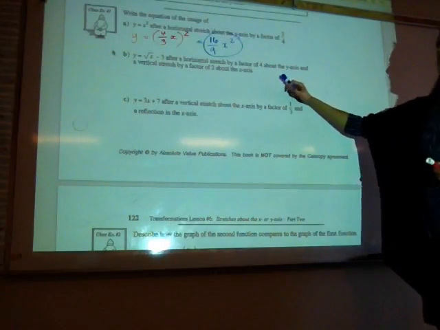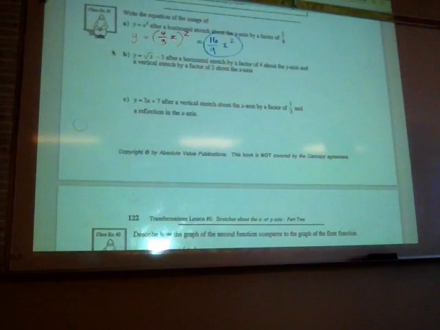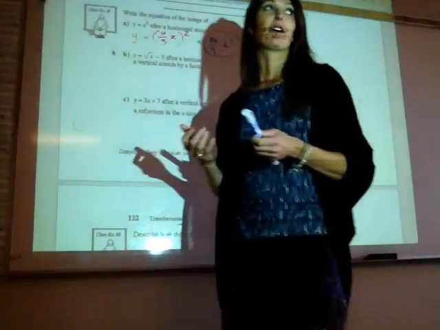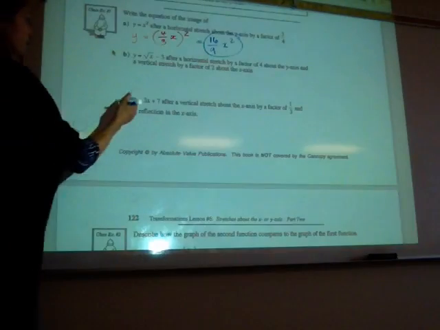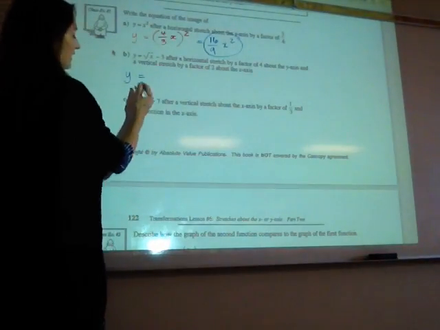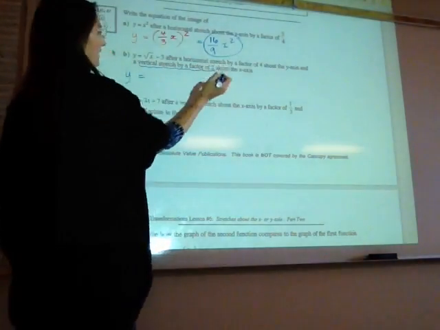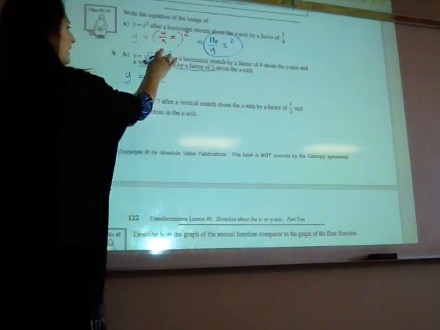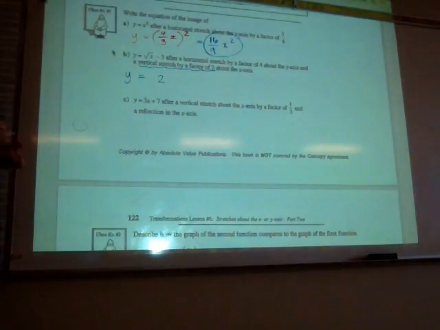Okay, next up we have y equals the square root of x minus 3. We have to figure out the image equation after there's a horizontal stretch by a factor of 4 about the y-axis, and also a vertical stretch by a factor of 2 about the x-axis. So we're going to be using our parameter a and b here. Let's start with a vertical stretch because we know that's going to be outside of the function. A vertical stretch by a factor of 2 means that we're going to multiply this entire function by 2.